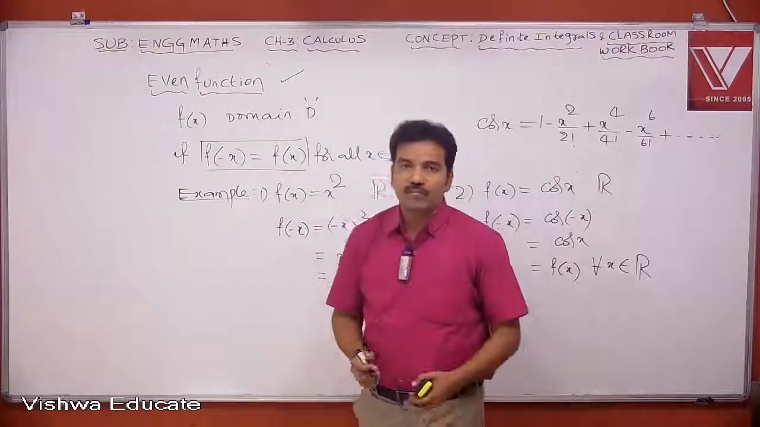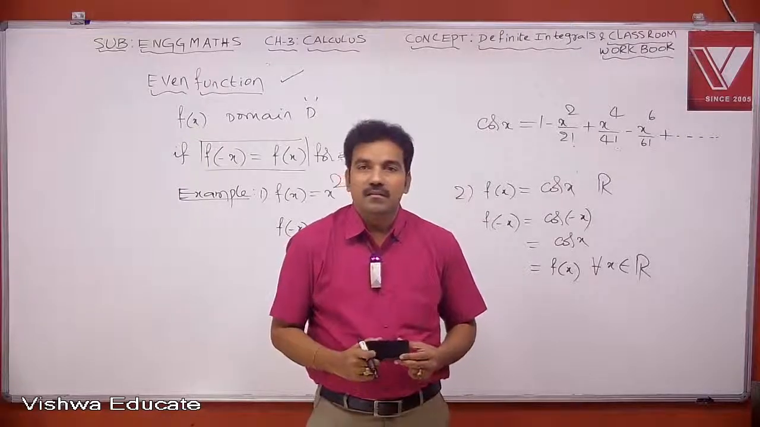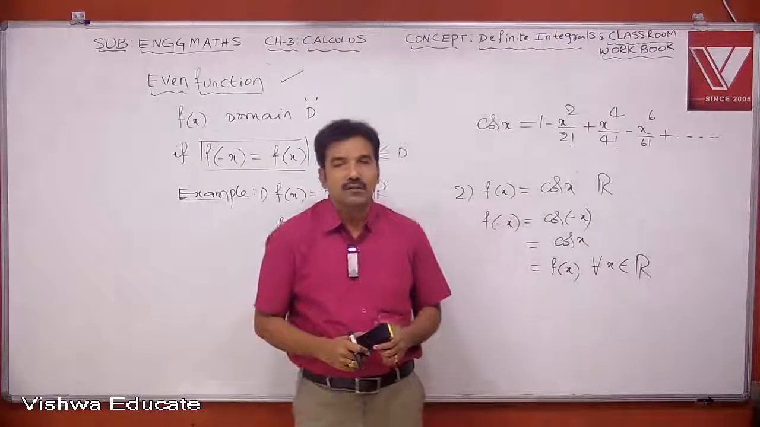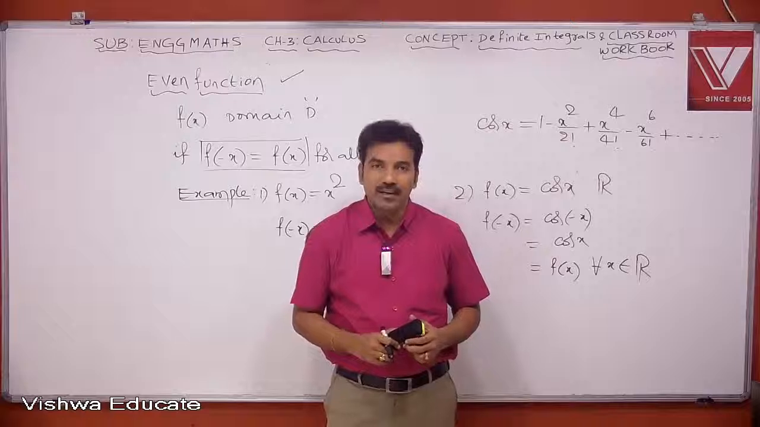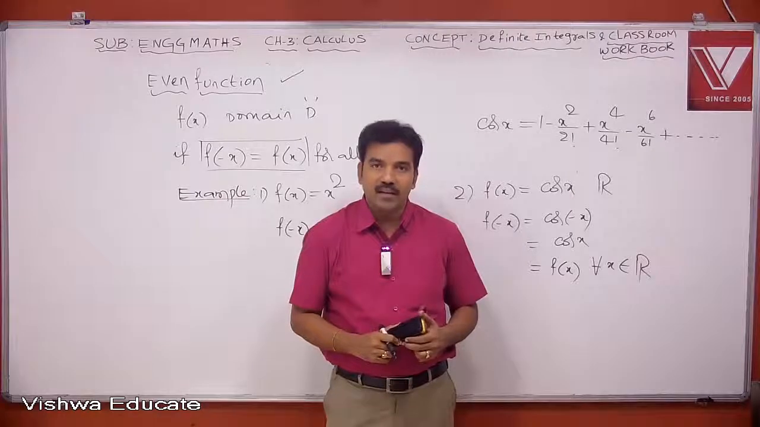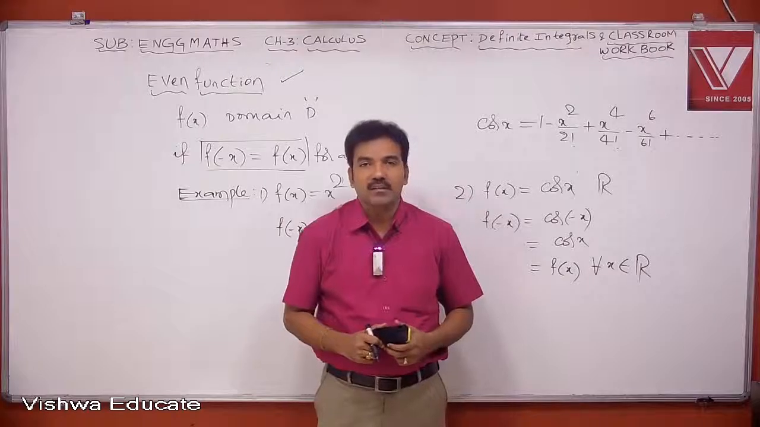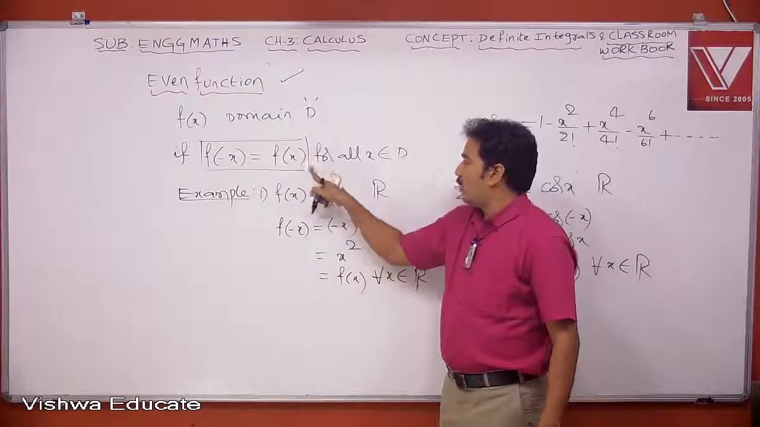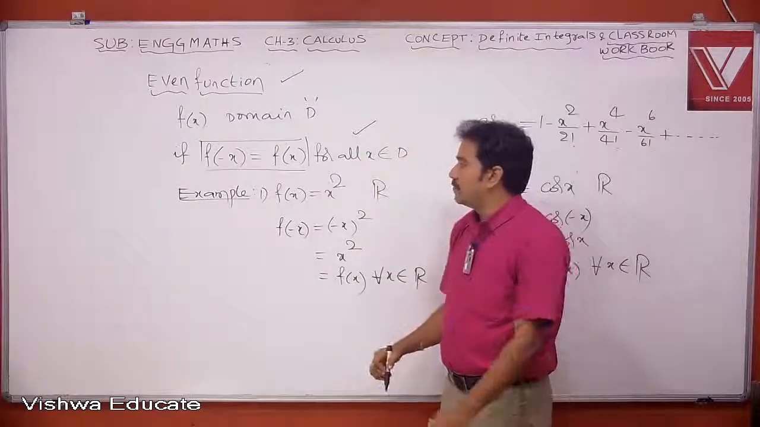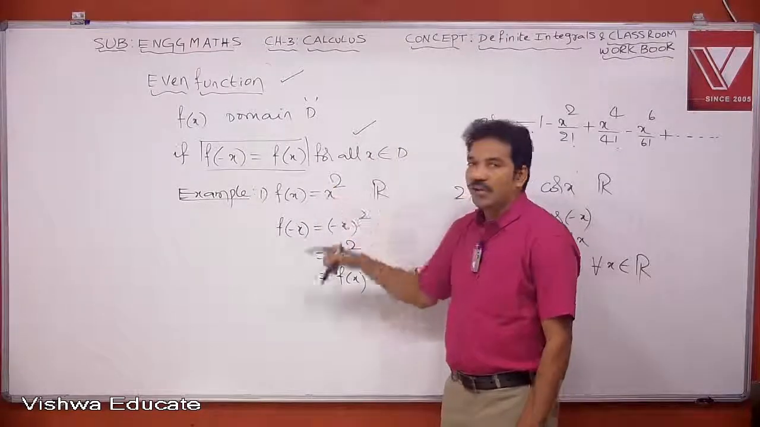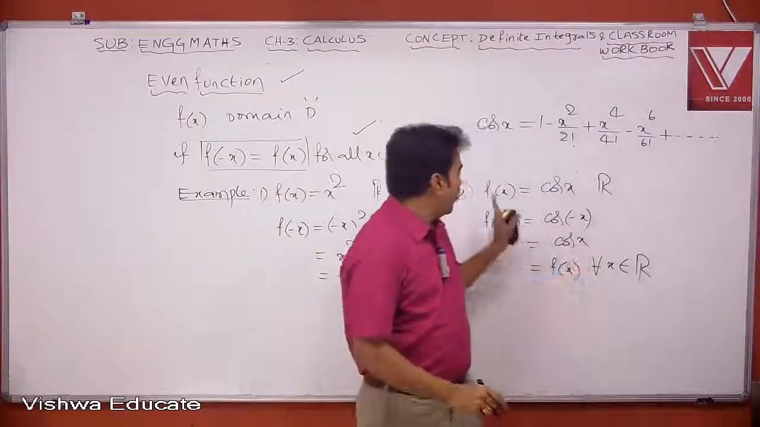Let f of x be a function defined over a domain capital D. We say that f of x is even if f of minus x equals f of x for all x belonging to D. Work out example 1 followed by example 2.